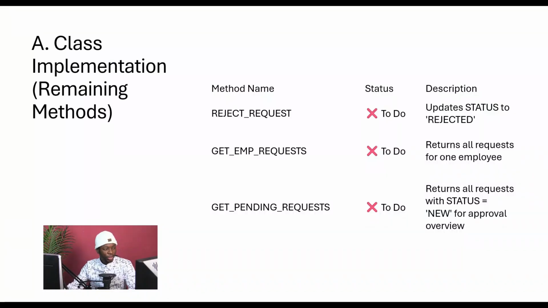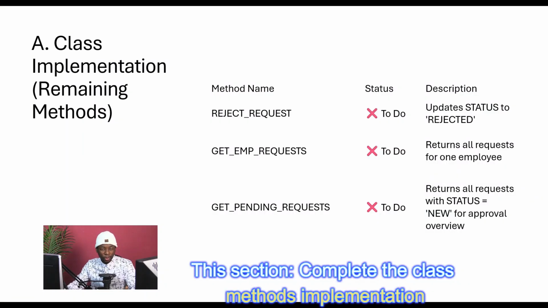So we want to continue with the class implementation with the remaining methods. What is left to do is, we need to complete the method for reject request. Reject request means that it will update the status to rejected if the manager rejects the request. Get employee requests will return all the requests for one employee. And then get pending requests will also return all the requests with the status new or pending for approval overview.